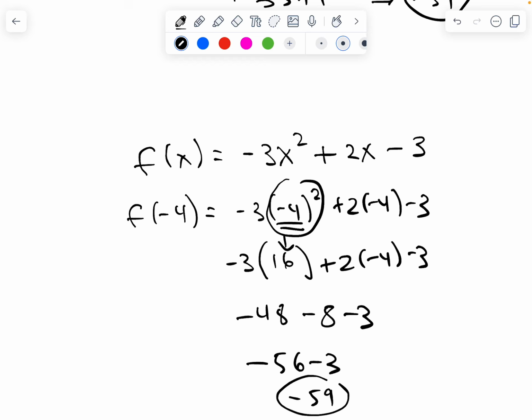So take a look on this one. Don't be frustrated if you got it wrong. There's a lot of negatives and positives. One thing you got to watch out for is this is a positive, this is a negative. So that's going to give you a minus 8. All right, so we've talked about evaluating and we've talked about what a function is.